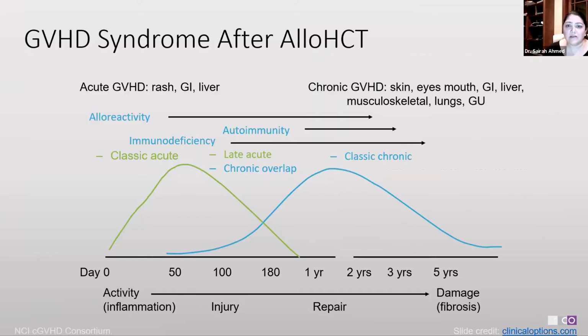This is just a schematic of timing. So you can see from day 0 to around day 180 is your classic acute and late acute GVHD. But you can have chronic GVHD start as early as day 50, and the median time where you see most folks have symptoms is between 1 to 2 years. And that also depends on the timing of withdrawal of immune suppression. But you can see that the curve goes all the way beyond to 5 years.